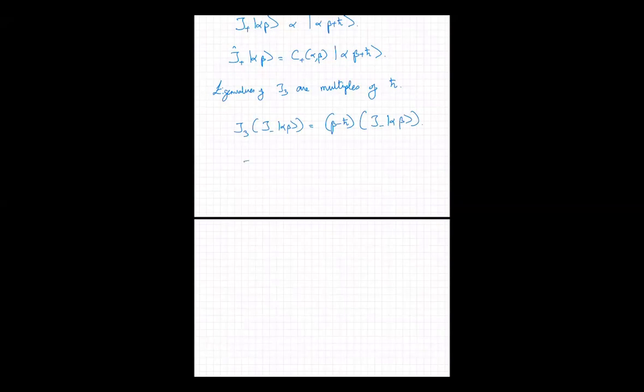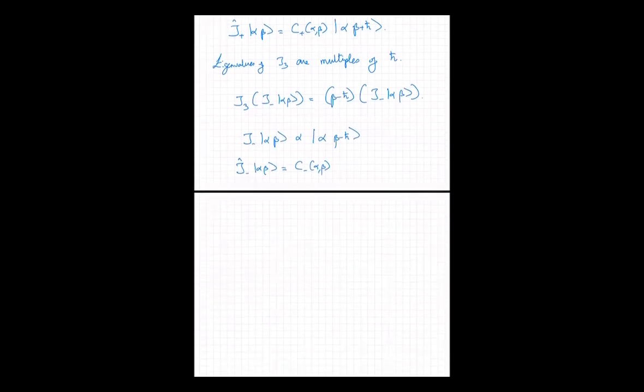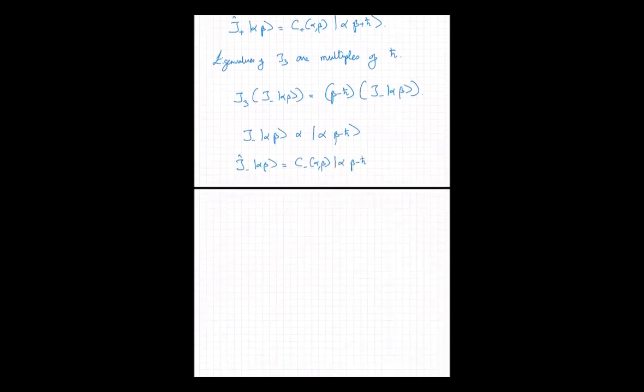So then we conclude that this ket J minus |α β⟩ should be proportional to the ket |α, β minus ħ⟩, and we write J minus |α β⟩ equals some other proportionality constant C minus times |α, β minus ħ⟩. Okay, so let us collect all we know about this Hilbert space that we have just understood. We still don't know exactly what the eigenvectors are, or what the matrix form of these different operators are.